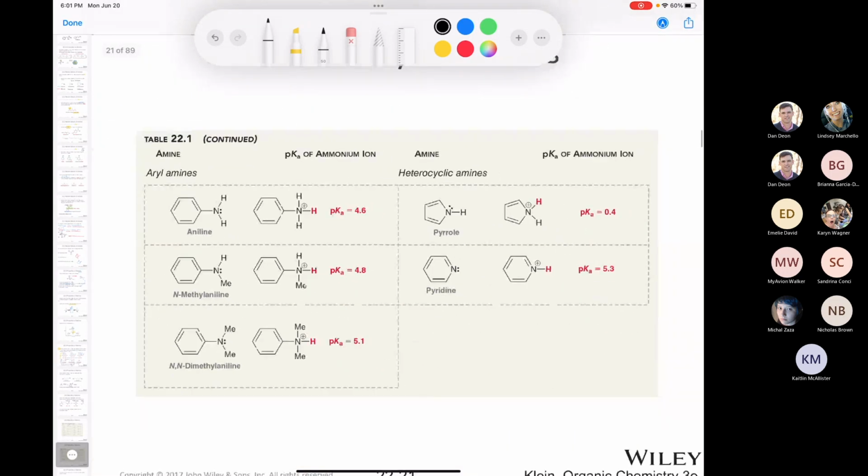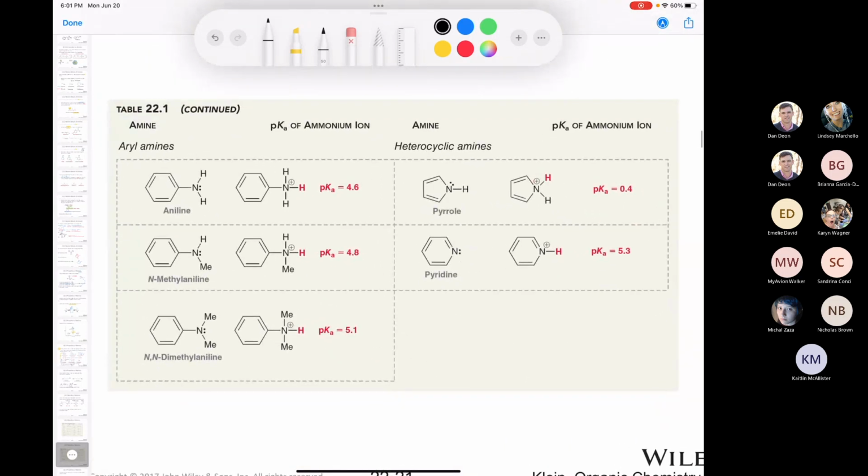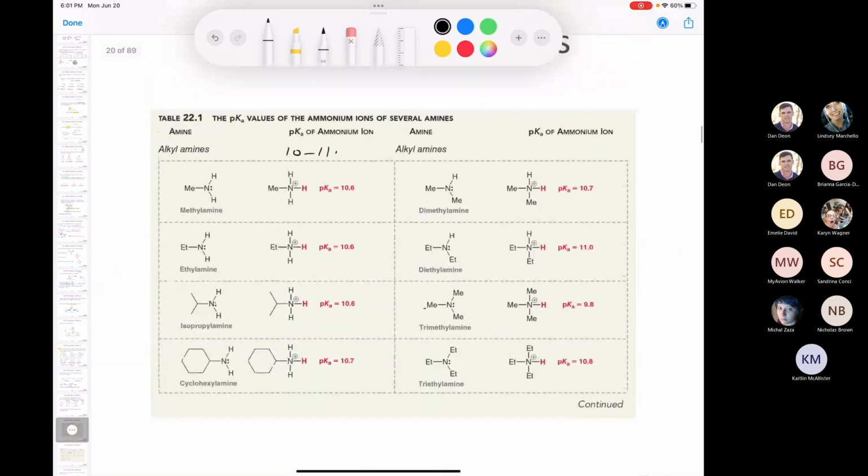But if we go over to this slide here, we have some arylamines. And you see that the arylamines have lower pKa's than the corresponding or similar alkyl ammonium ions. Well, why would that be? This is a stronger acid, let's say, than dimethylamine, which has a pKa of around, where is it?